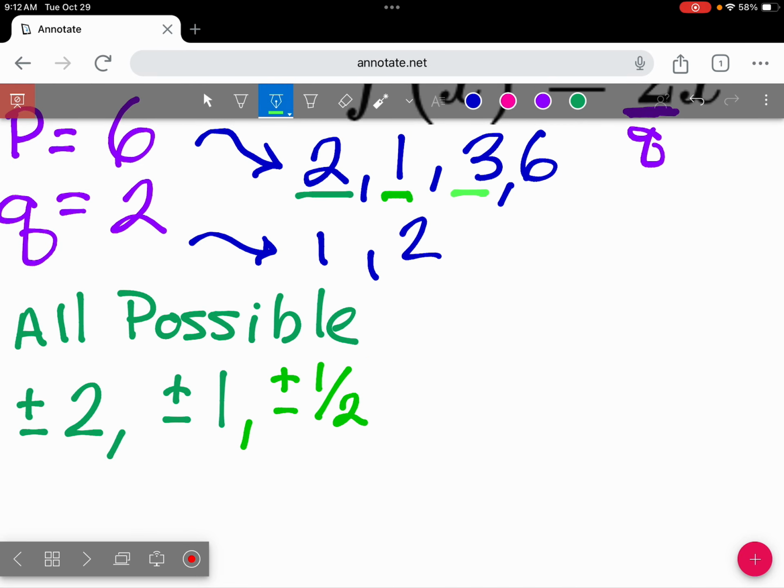Then we're going to do our 3. So we've got our plus or minus 3 over 1. That's just plus or minus 3. And we're going to do our plus or minus 3 over 2. I don't have that in my list. We're going to write it down. Plus or minus 3 over 2.